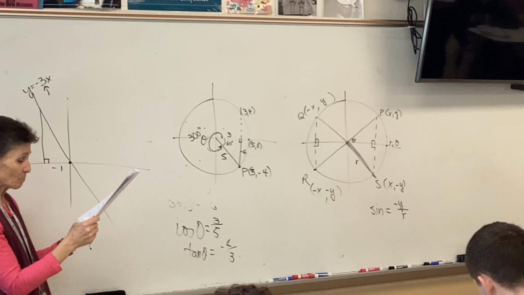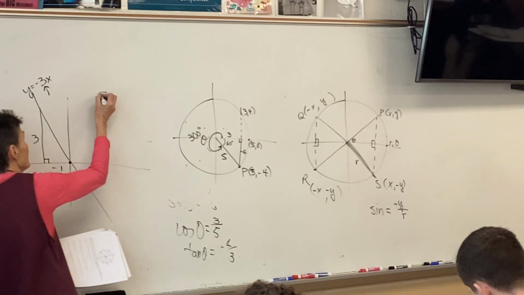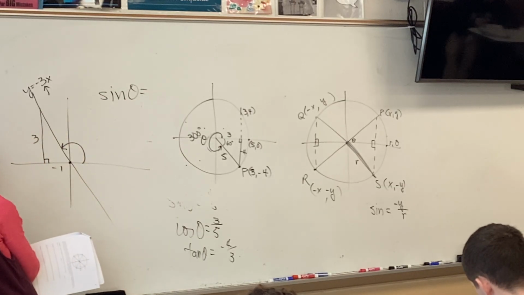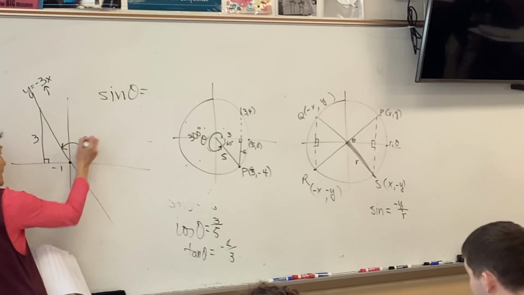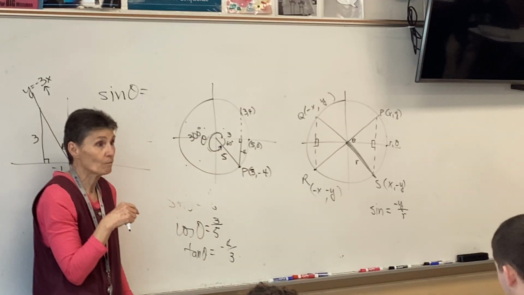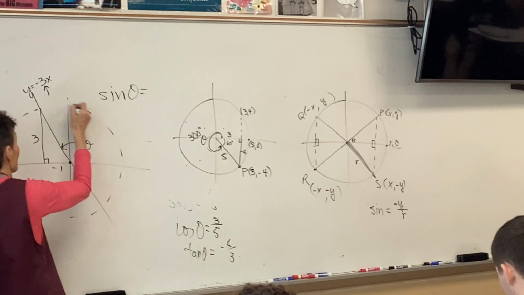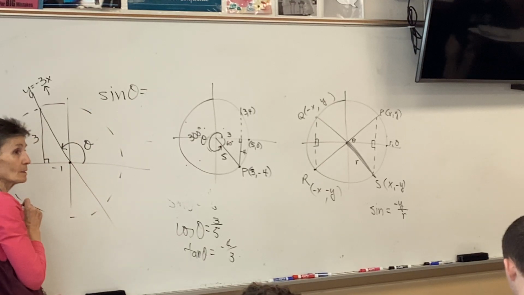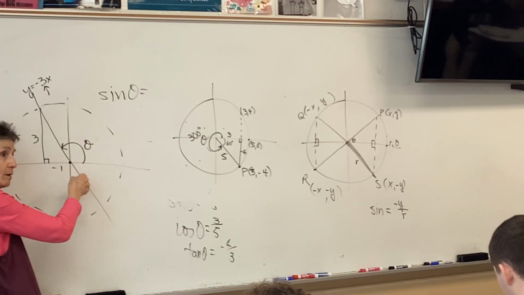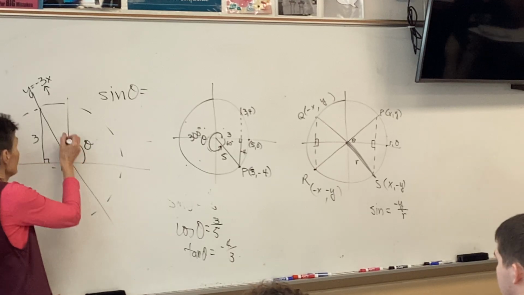All right, so I've got this picture, and I need to find the sine of this angle. Now, here's my angle in standard position. I want to find the sine of that angle. Well, what do I know? Sine is y over r. Now, I didn't draw a circle, but I could have. This is r, right? I don't know what r is. Can I figure out what r is? With the Pythagorean theorem. So, root 10.